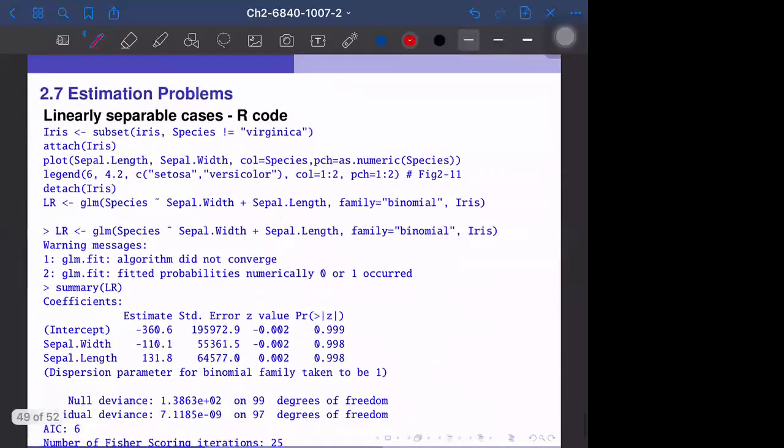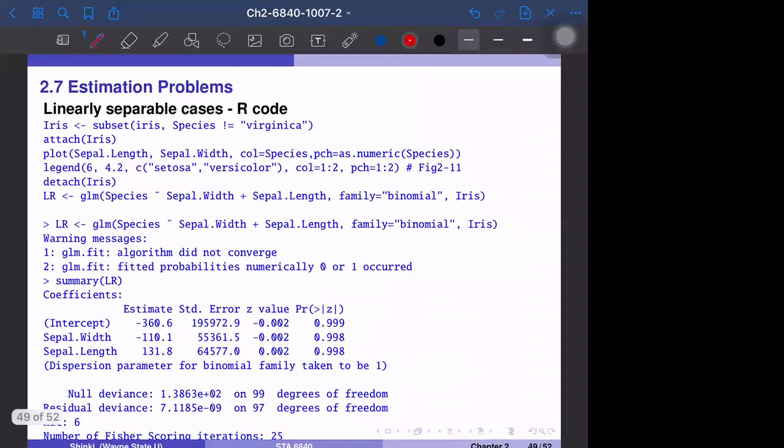Before seeing remedies, we first try to fit this logistic regression. The first few lines describe how to make the scatter plot in the previous figure. After that, we fit the logistic regression. And if you fit this logistic regression, you get a warning message that the algorithm did not converge. This is expected because beta hat goes to infinity.